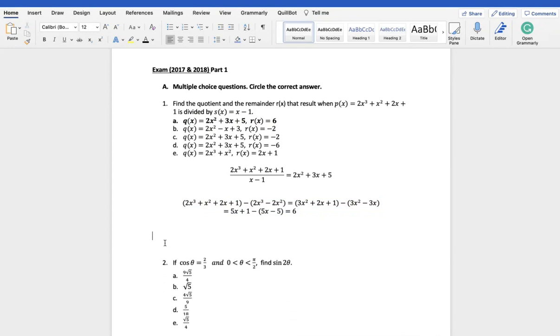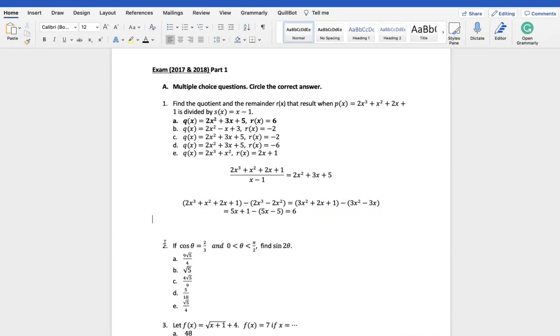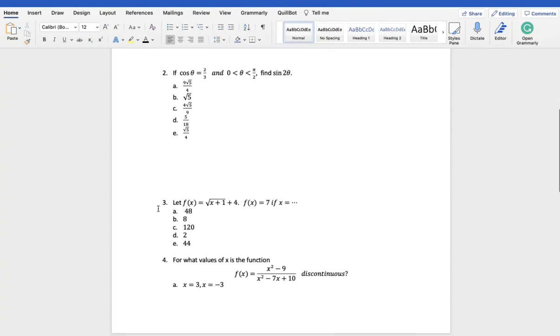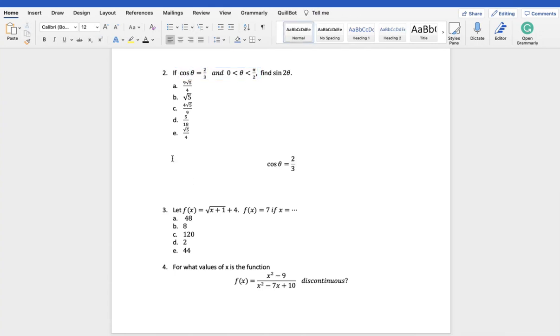Okay, moving on, we look at question 2. For question 2 here, we are given that cos theta is equal to 2/3, and we're given that the angle theta is in the first quadrant.